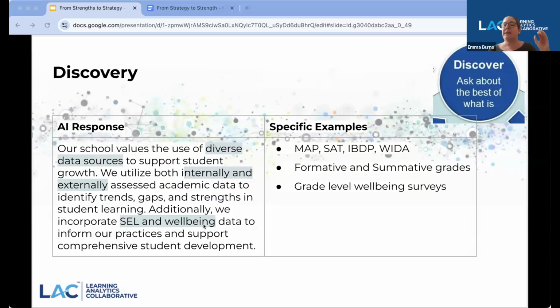Take out the ones that didn't fit, change some of them, and put specific examples. So, AI said to me, oh, we incorporate SEL and well-being. And I thought, do we? What do we do? Oh, yeah, we have those grade level surveys. Okay, put that in there as a specific example so that I get this really clear idea of what is the best of my data culture.